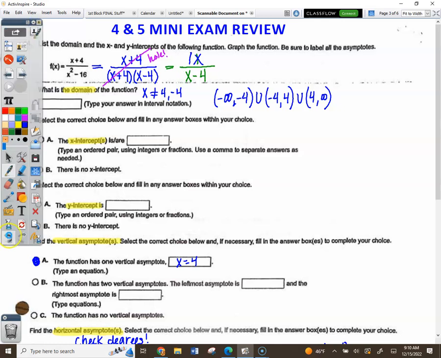Okay. What if it was scenario 3, where the degree on top is higher? Do you remember what that means? That means there's no HA, no horizontal asymptote. Instead, there's an oblique one, and you do long division to find it. That's the third scenario, okay?